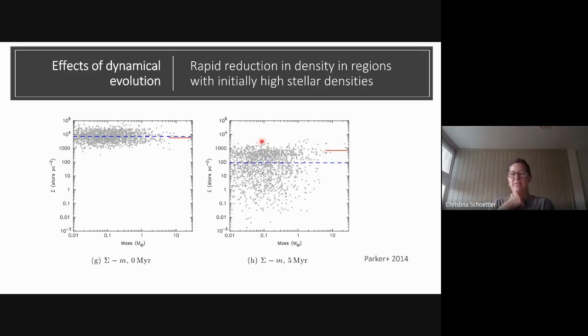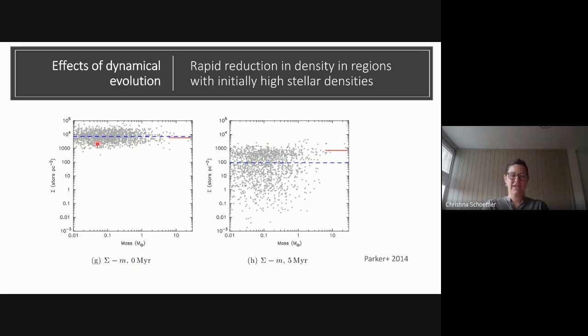Another effect of the dynamical evolution of star-forming regions is seen in the reduction in density. These regions start with incredibly high densities. We see here the surface densities of stars in square parsecs. At the beginning of the simulation, the blue is the density of the higher mass stars, and the red is the density of the lower mass stars.